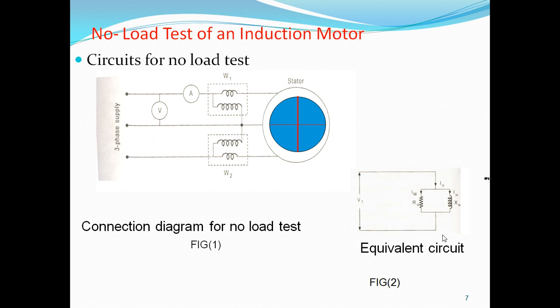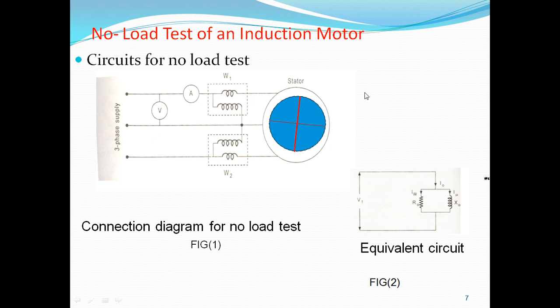So this is the equivalent circuit we can draw for no load. V1 is the supply voltage, I0 is the no load current, Iw is the working component, and I mu is the magnetizing component, R0 is the resistance, and X0 is the no load reactance. So this is the equivalent circuit of a no load test of an induction motor.